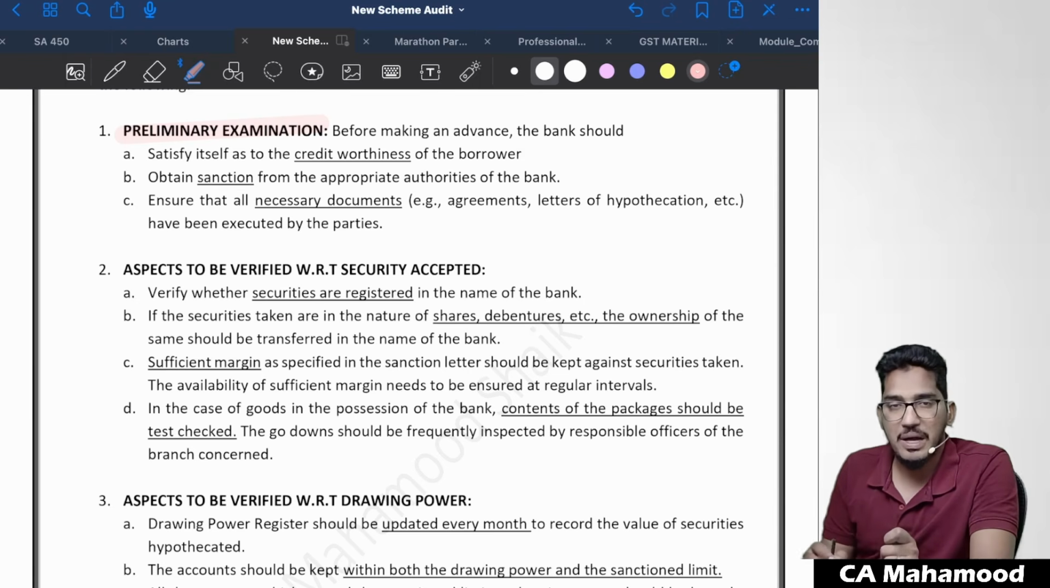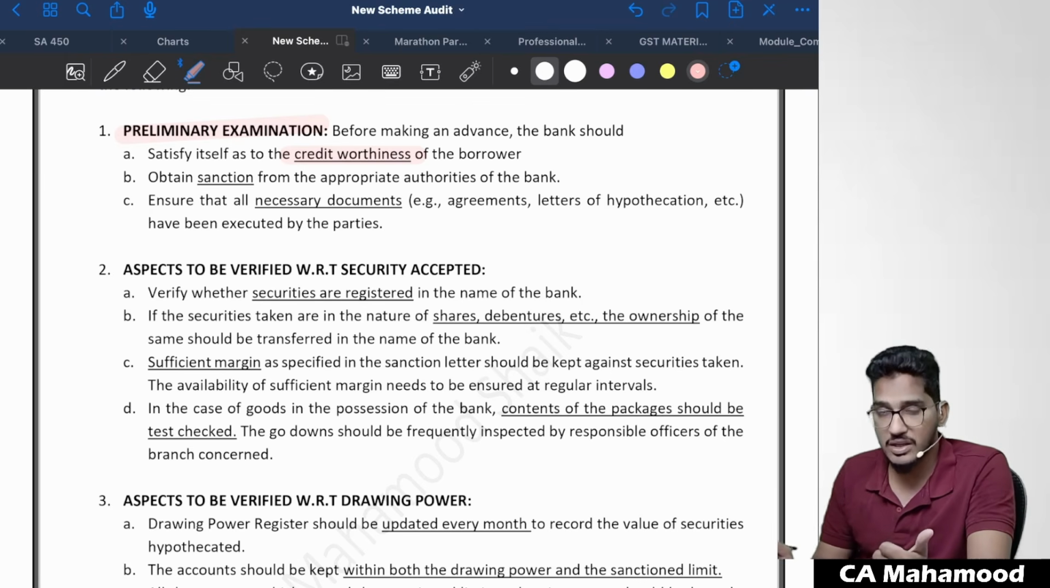Number one, see, before a banker is giving a loan to any customer, did they check the creditworthiness of the borrower? Creditworthiness means what? Repaying capability. Has the banker checked the repaying capability of the borrower? Then only loan has been sanctioned or not. And also obtain sanction. Is there a proper approval from the concerned authority? So generally branch manager should give the approval.